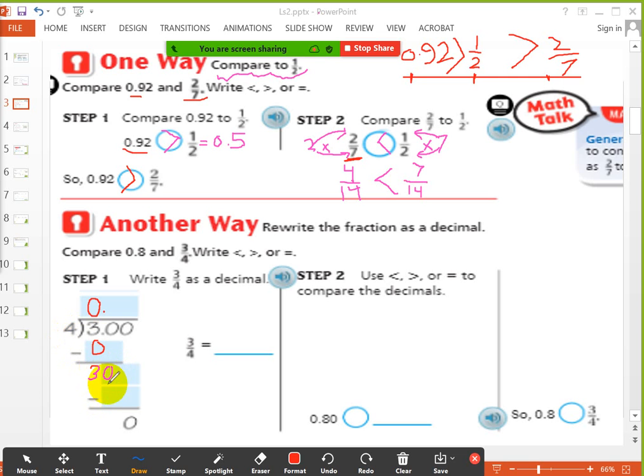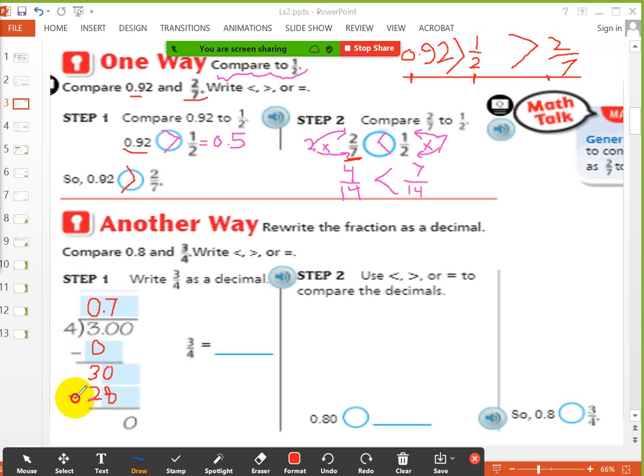30 divided by 4. How many 4s in 30? What is the number that I will multiply with 4 that gives me the closest number to 30? That's right, it will be 7. Not 9, because 9 multiply 4 equals 36, which is greater than 30. So 7 multiply 4 equals 28. So I write 28 here.